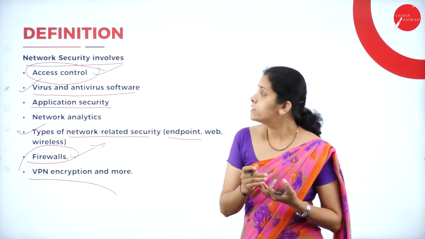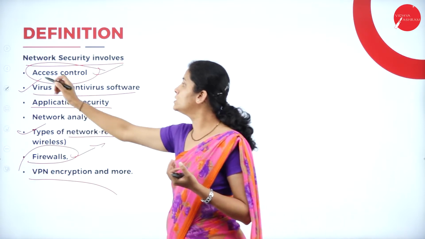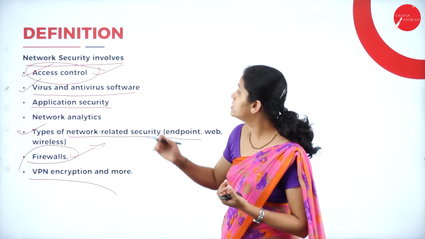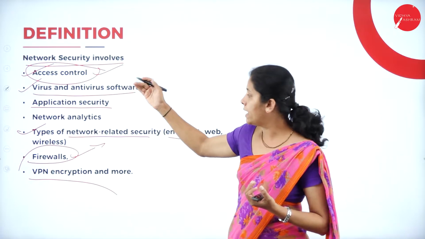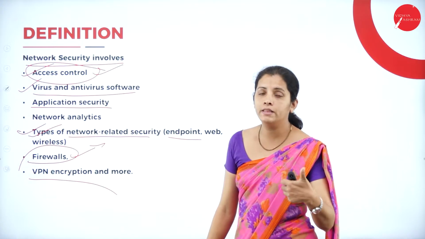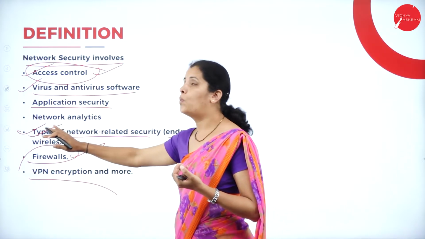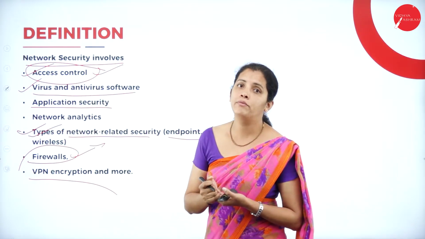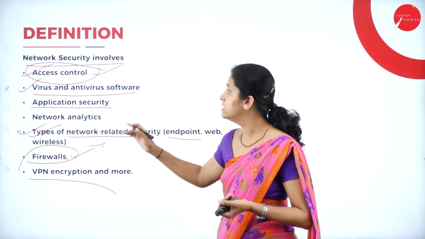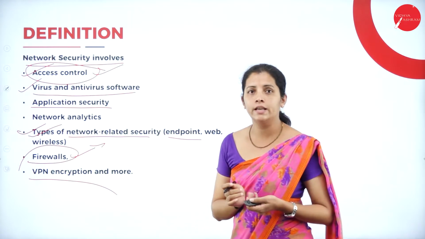So here network security is nothing but the security measurement that includes access control, virus and antivirus software, application security, network analytics, along with that type of network which is related to security. It may be the end device or endpoint websites, or it may be wireless connection, along with that firewalls and virtual private network encryption. These are the certain points that come under network security involvement.